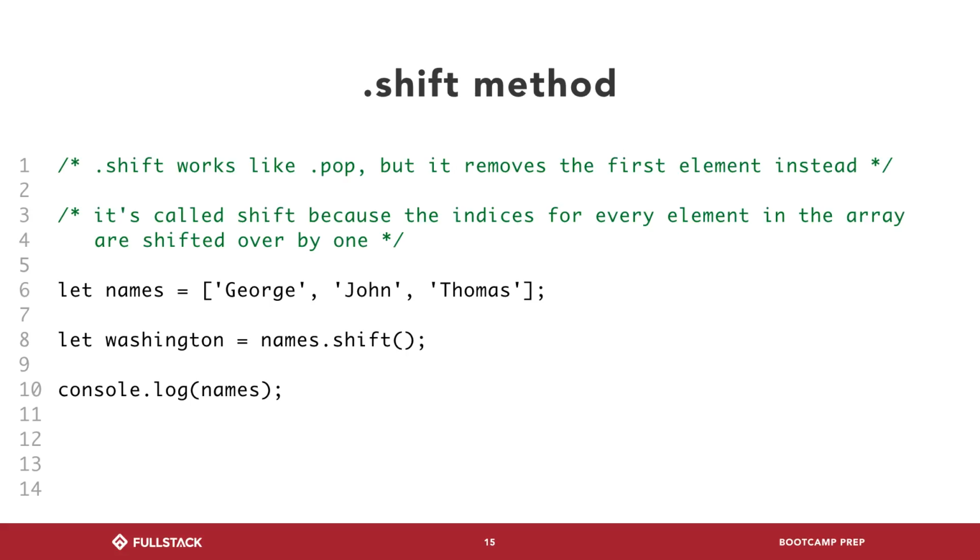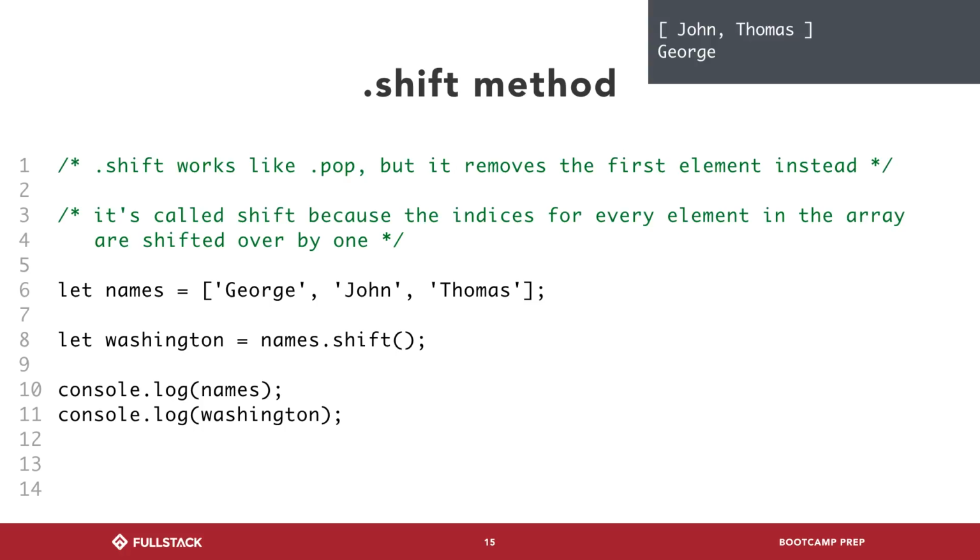.shift is literally just like .pop, except rather than removing the last element in the array, it removes the first element in the array. Notice that when you remove the first thing in a list, everything else also shifts to the left one. So if you had a list of George, John, and Thomas and called names.shift, we take away George, but John and Thomas are still left in the array, and their indexes have moved one to the left.